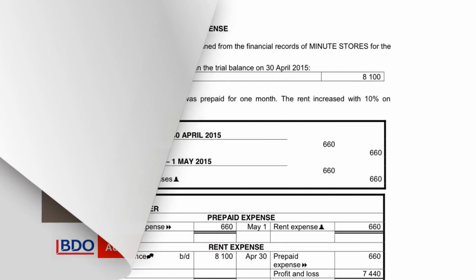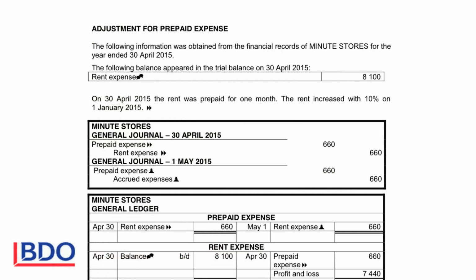Good morning. We will pay attention to prepaid expenses today. The following information was obtained at the end of the financial year, 30 April 2015. The rent expense balance was 8,100.